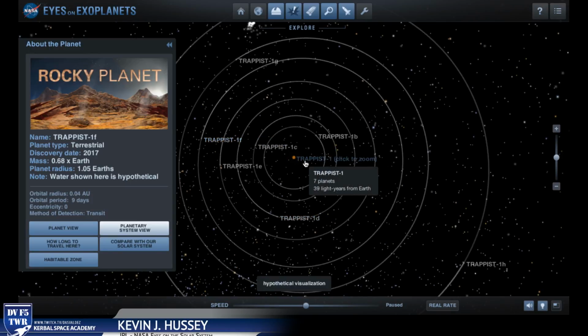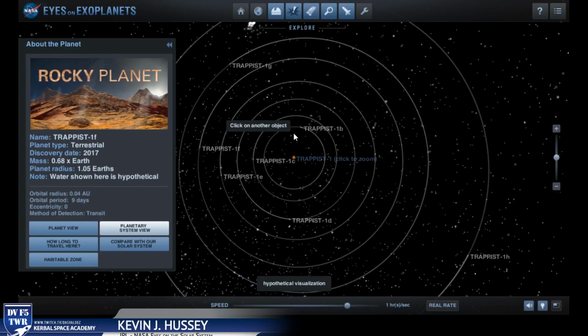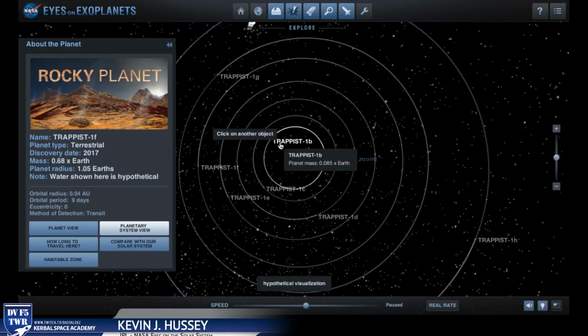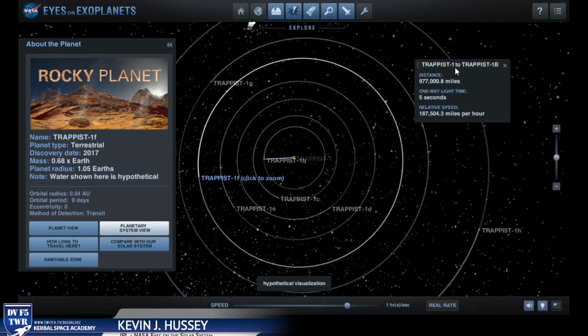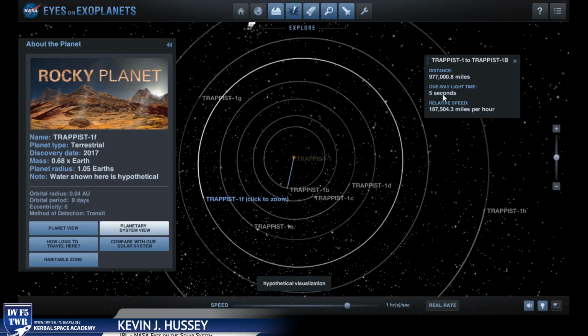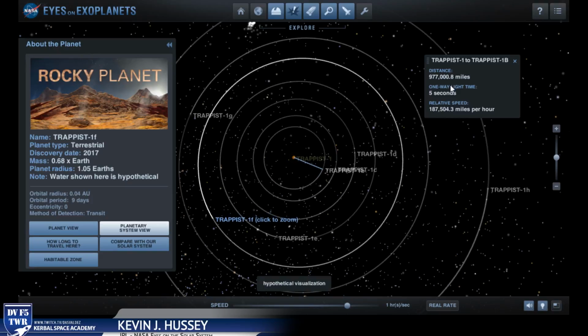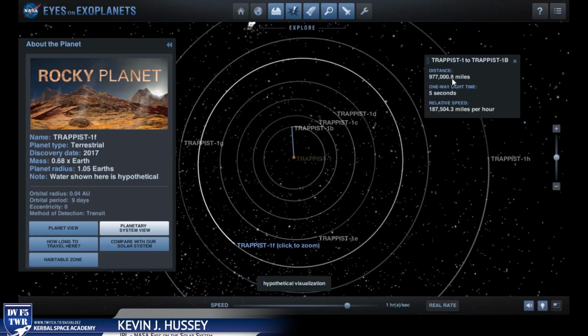So if you right-click on a label, see where it says click another object? Let's see how close the closest planet is. When we click on the closest planet, I'm going to move it out of our way here. So it's less than 1 million miles. It's only 5 light seconds away. The Earth's about 93 million miles from our sun. This one is less than 1 million miles away.